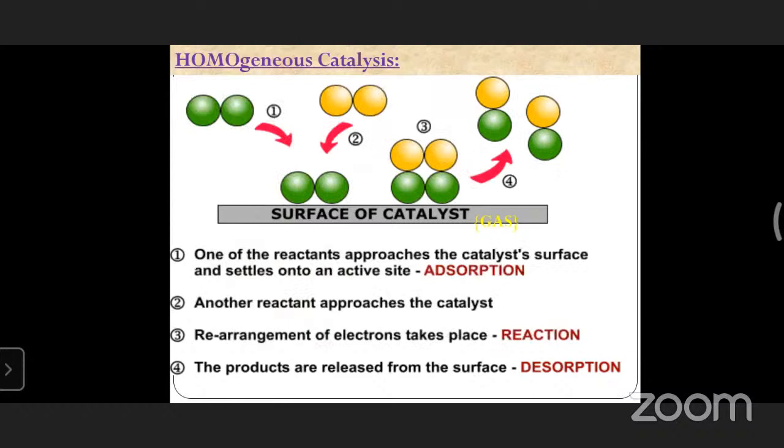Desorption is happening here. So this is homogeneous catalysis. Everything is gas: the green molecules, the yellow molecules and the surface of the catalyst. The first step, settling down at the surface of the catalyst, is adsorption. In the second step, another reactant approaches the catalyst. Rearrangement of electrons takes place, which is the reaction. We can consider these as SO2 and O2 forming SO3. After the final fourth step, a new product, SO3, is formed, and that process is called desorption. Okay, children, so this is the example and explanation of homogeneous catalysis.